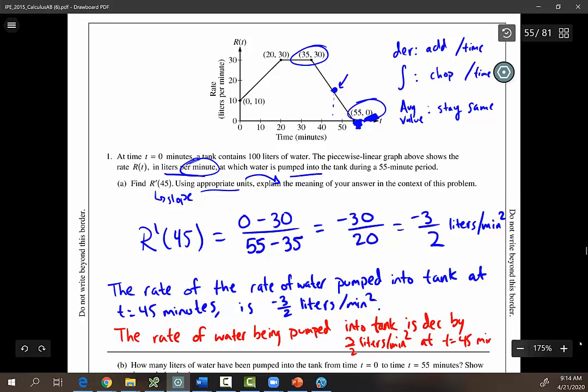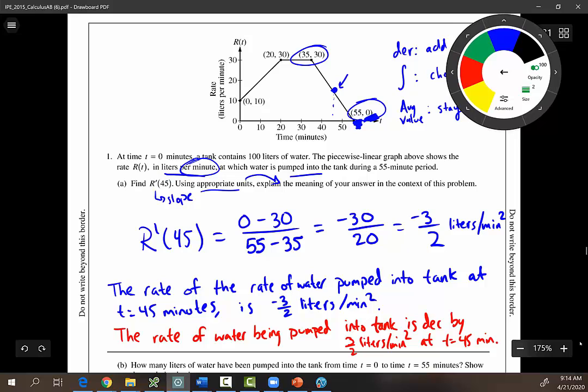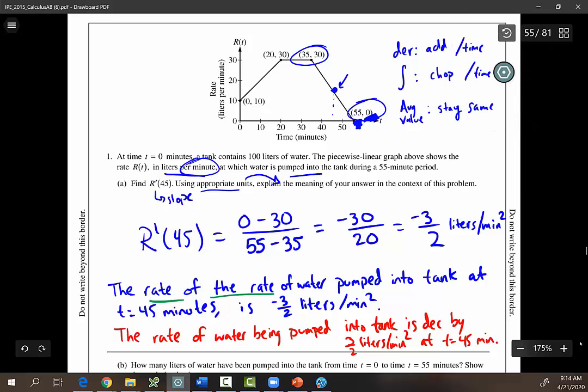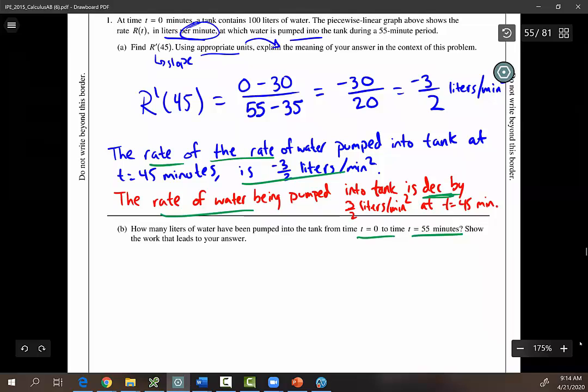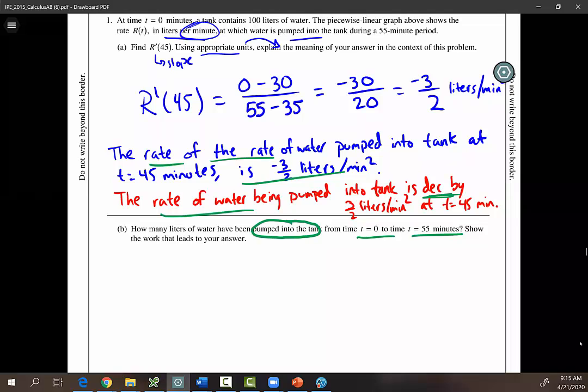You could say changing with negative, but notice that if I use the rate of the rate, then I'm just saying what it is. If I just say the rate of water, then I'm going to use a word like decreasing. So just make sure we're familiar. Either way, you're going to get the right answer there. Okay, B, how many liters of water have been pumped from 0 to 55? And it just is saying pumped into. It's not saying how many are there. So we're not going to add on the 1,000. We just want to know the change. Exactly. So we just use the in rate, right?